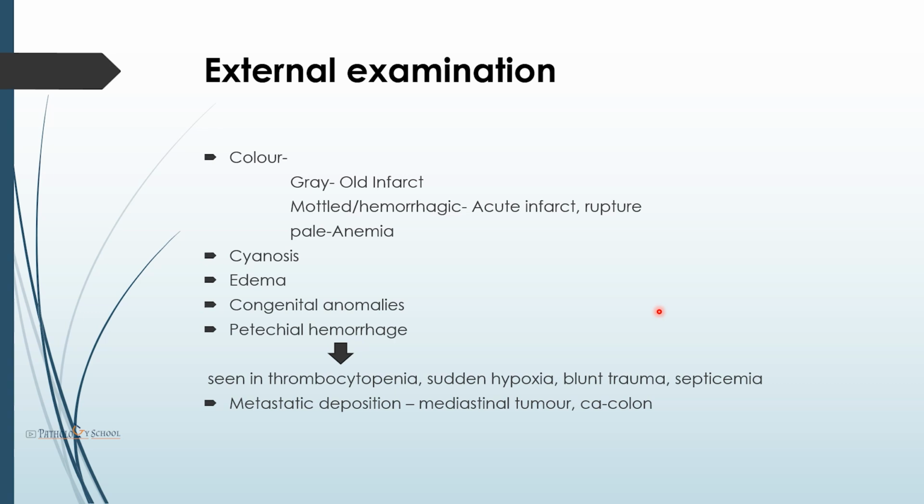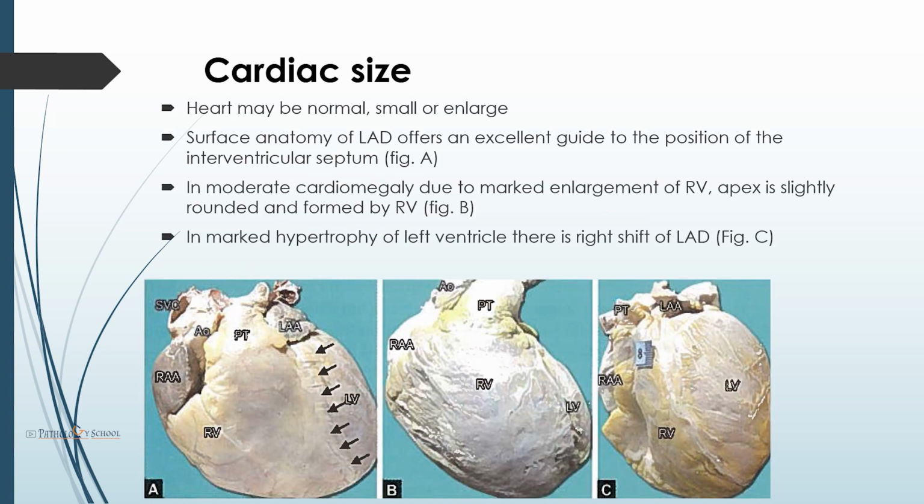Petechial hemorrhages are seen in thrombocytopenia, sudden hypoxia, blunt trauma and septicemia. Metastatic deposits are seen in mediastinal tumor and carcinoma of colon.